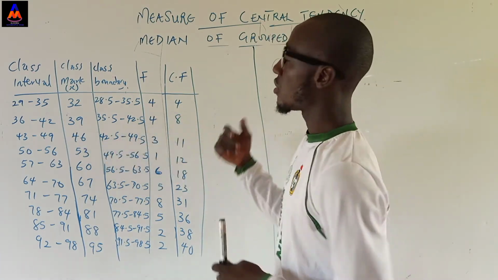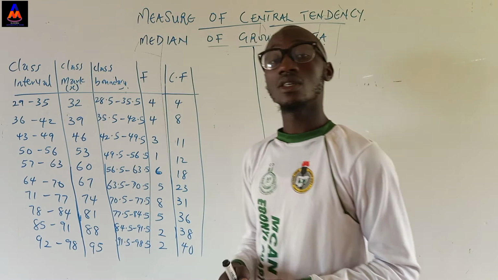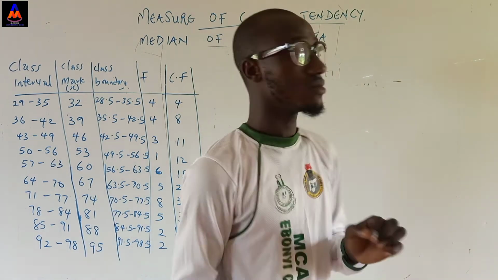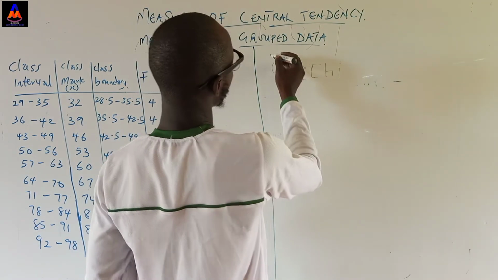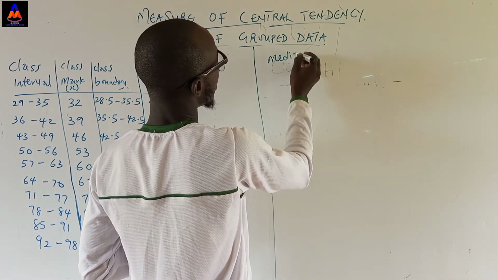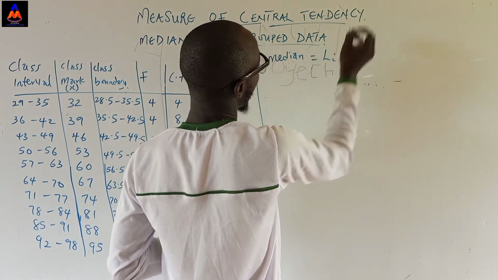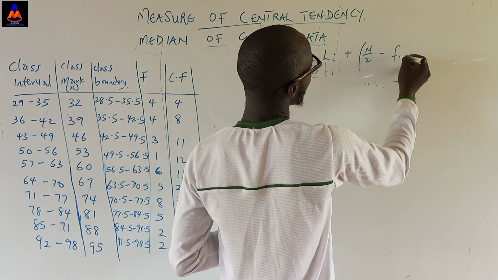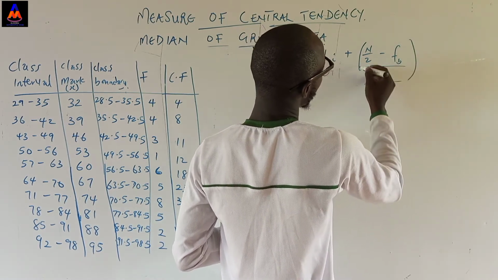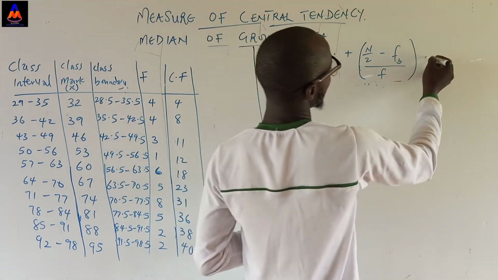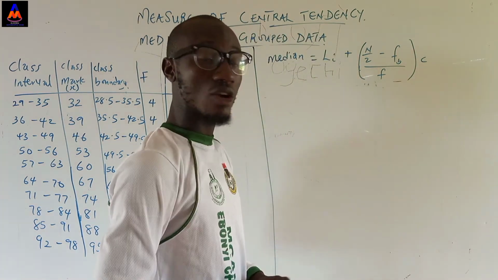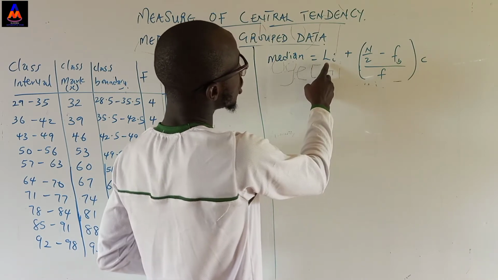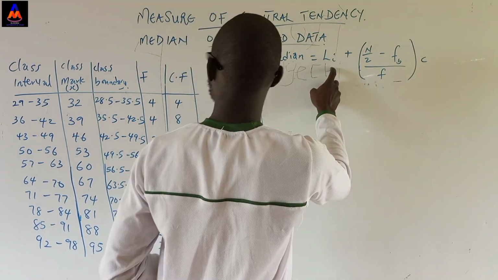So let's continue now. After designing our table like this, we have to know the formula for calculating the median of group data. The formula is median is Li plus n over 2 minus cumulative frequency before it, divided by the frequency of the median class, times C. So I'll tell us what each of these symbols represents. The Li represents the lower class boundary of the median class.